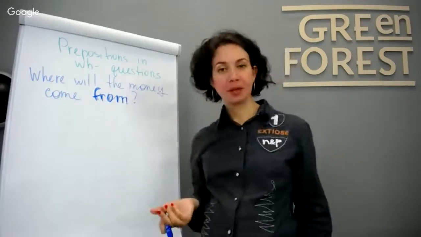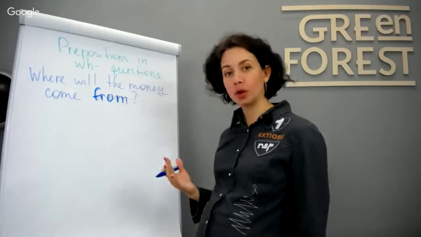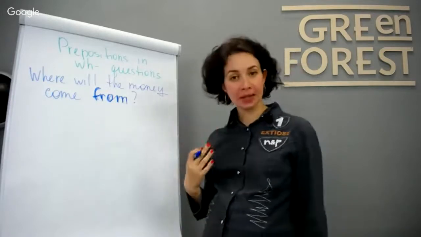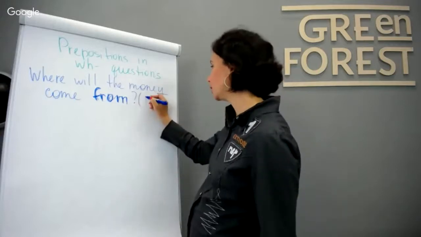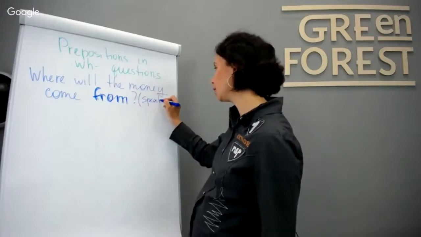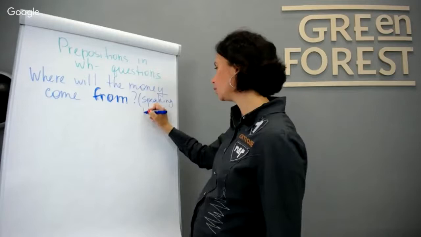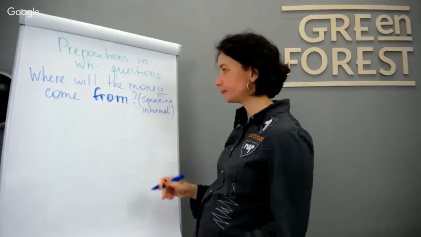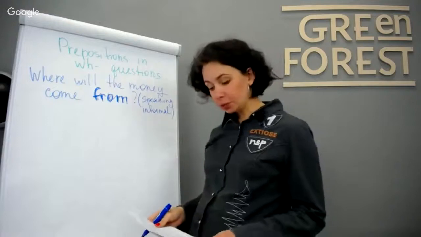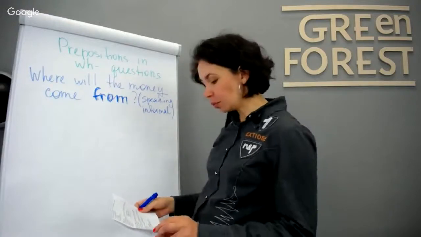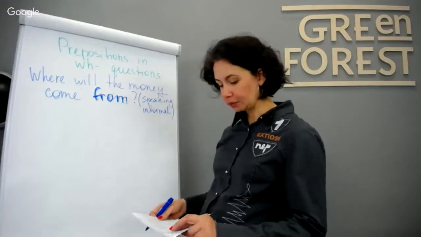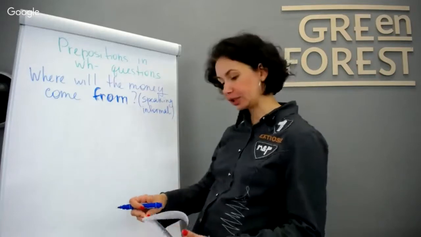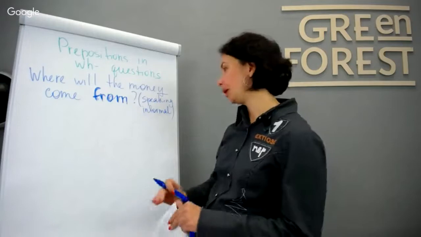Usually when we speak, or in informal speech, we use the preposition at the end of the question. So this is speaking or informal style. If you want to sound more formal, you have to use the preposition at the beginning of the question. Then it will be formal.